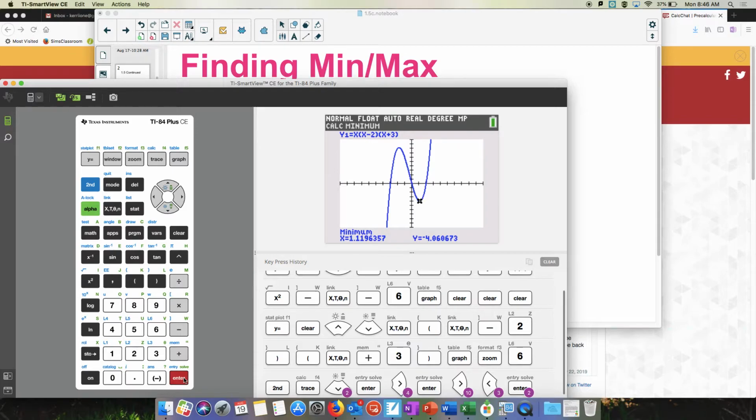Okay. Go ahead and go to the second calculate menu and try that for the maximum. So you have to choose maximum this time and then go to the point right up here and see if you can calculate the maximum for me.